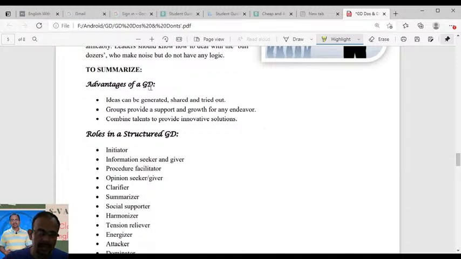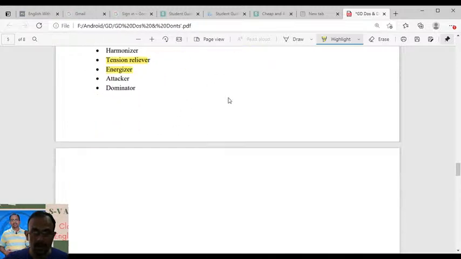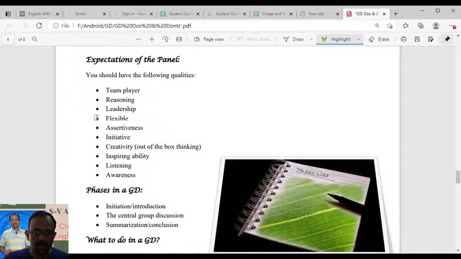So what are the advantages of a GD? Ideas can be generated, groups provide support and growth for any endeavor, and combine talents to provide innovative solutions. And roles: initiator, information seeker and giver, procedure facilitator, opinion seeker, then the tension reliever, energizer. Okay, not dominator.